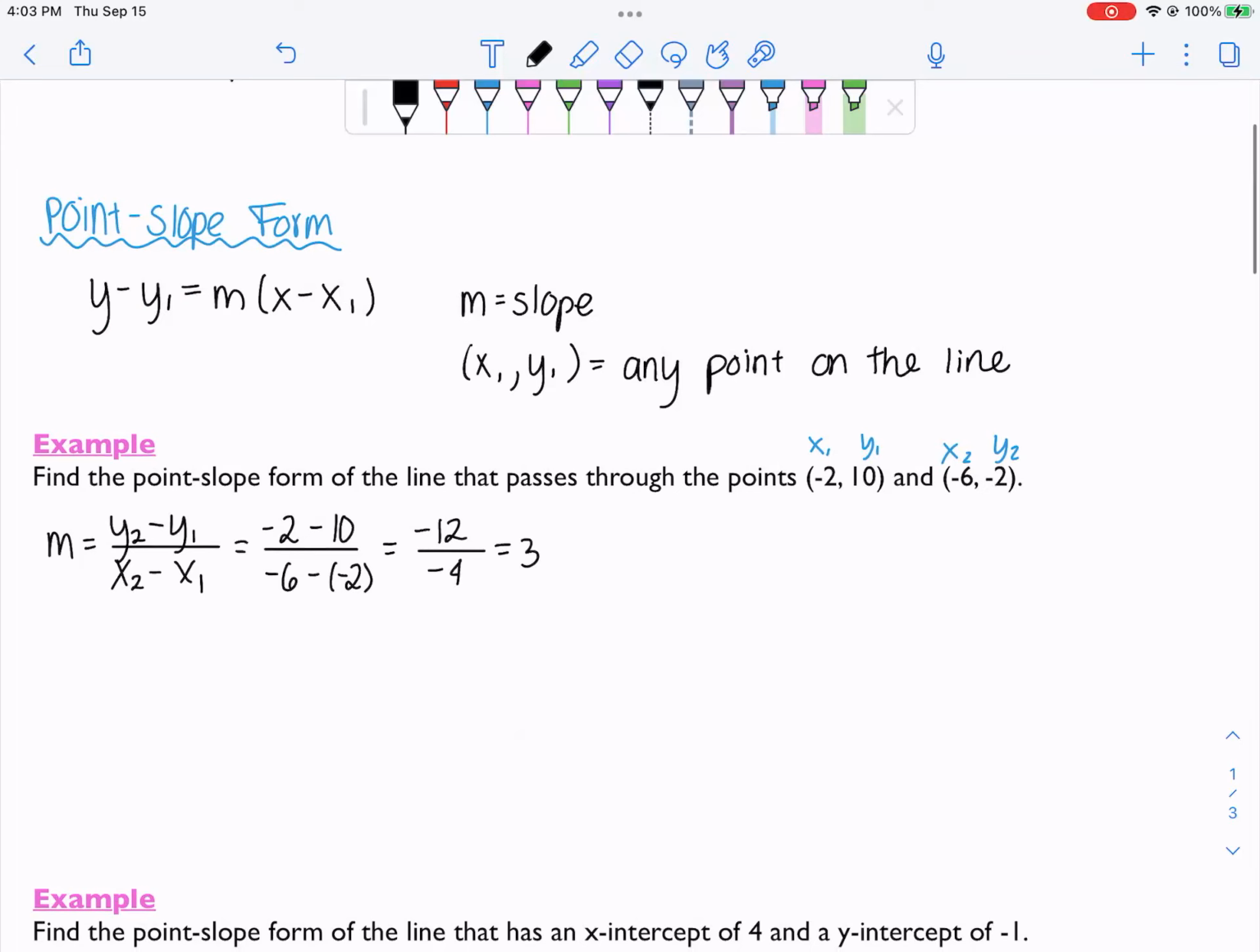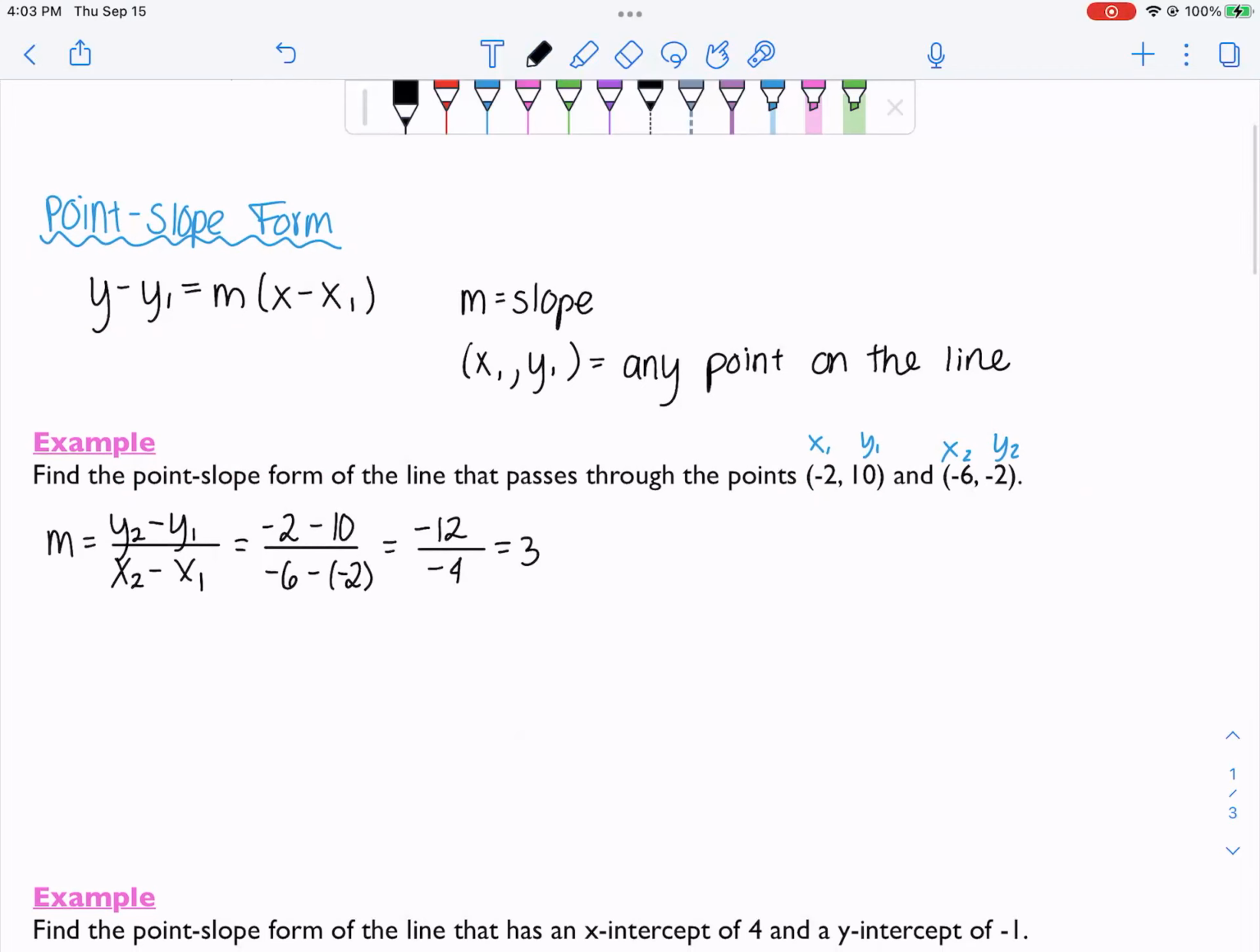There are actually two good answers we can give here. We are asked to find the point-slope form, which means to leave it in this form right here, and we can use either of these points to be our x1, y1. So option 1 would be using the point (-2, 10). This would be our x1, y1.